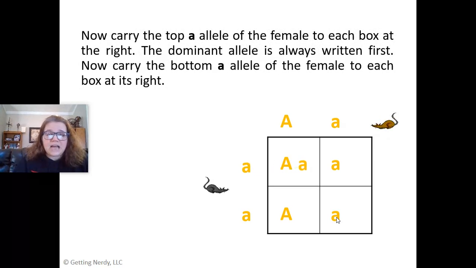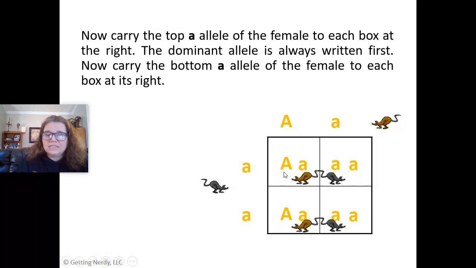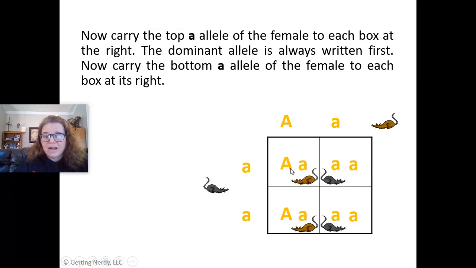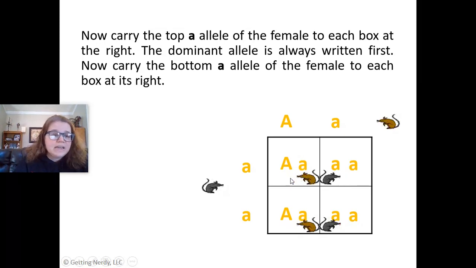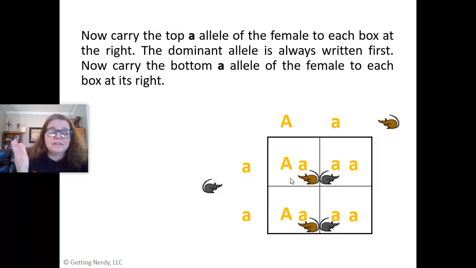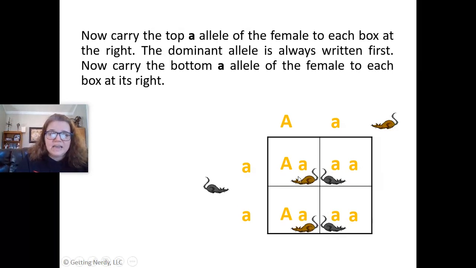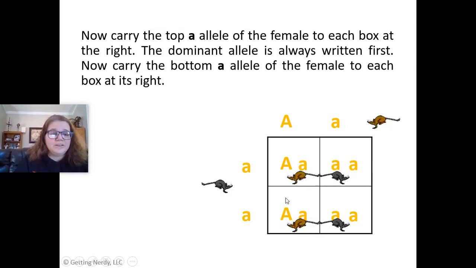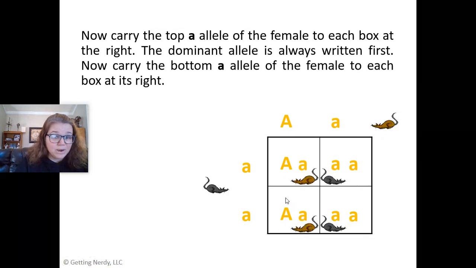Then we're going to carry the top little a from the female over to each box to the right, and then we're going to carry the bottom one over too. Notice how the dominant allele right here in this first box is always going to be first, and it just looks better. So that's how scientists do it. If it's going to be heterozygous like this, then you write the capital letter first and then the lowercase. And there you have a completed Punnett square. These are so much fun.